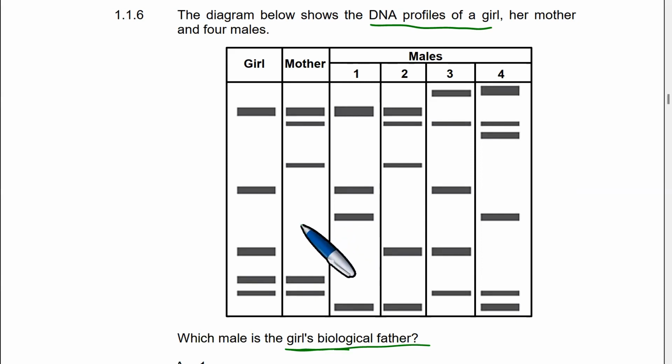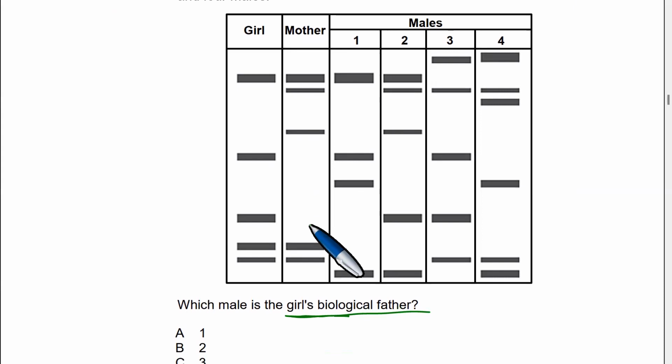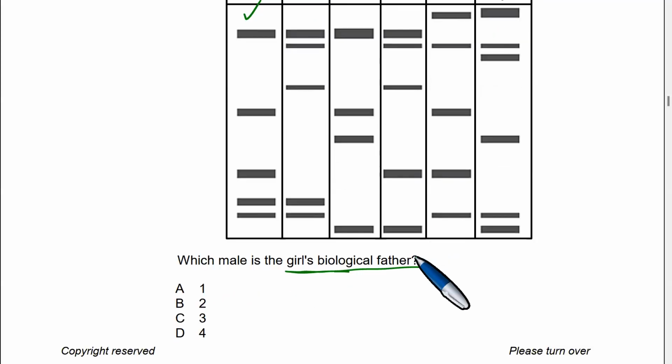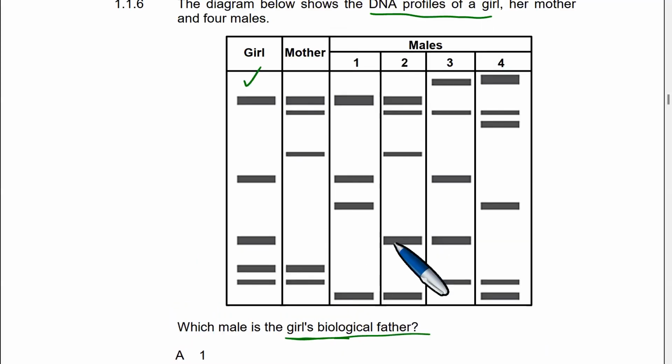Right, you'll see that in this is the girl. And now you need to compare the males and look at the profile that is similar to that of the girl here. Okay, and if you look very carefully at 1.1.6, you realize that you have that option, letter C, number 3, profile 3, the male 3 here, is actually the girl's biological father. Why? Because you really can see that there are most certainly greater similarities there.